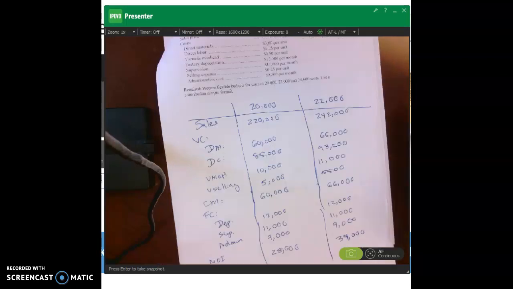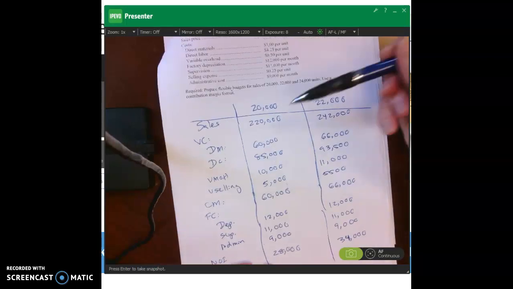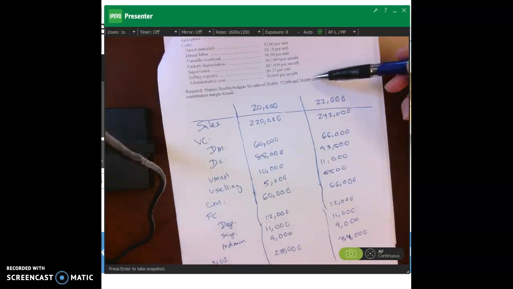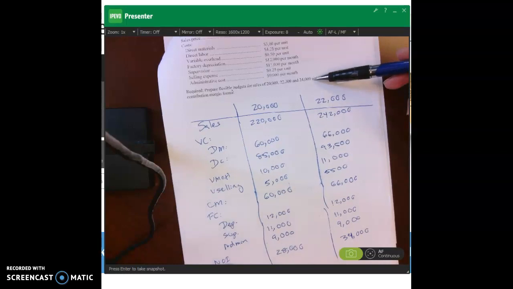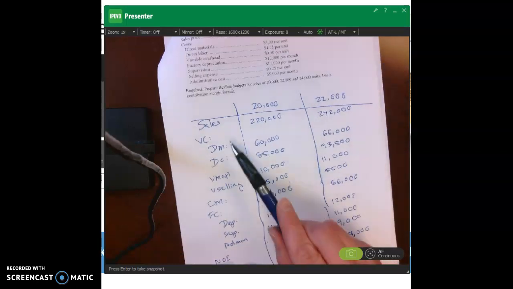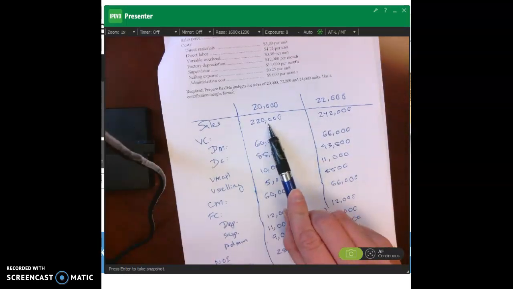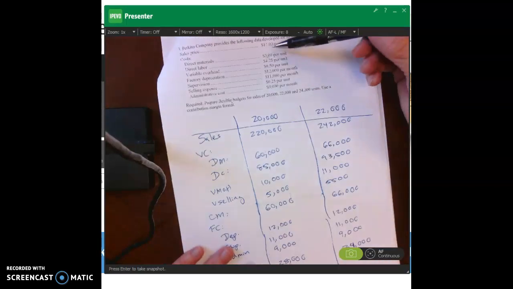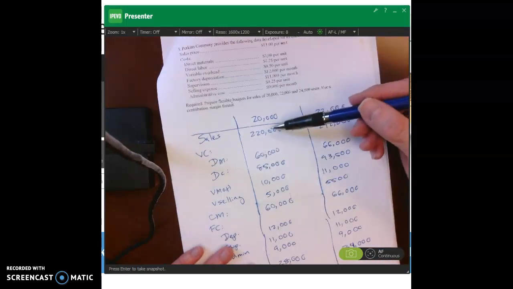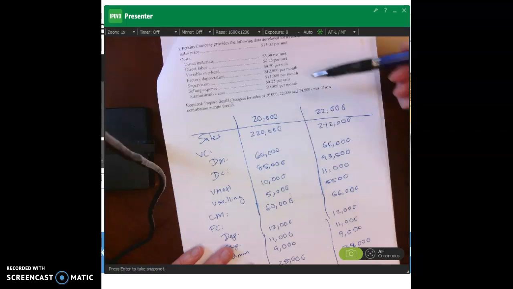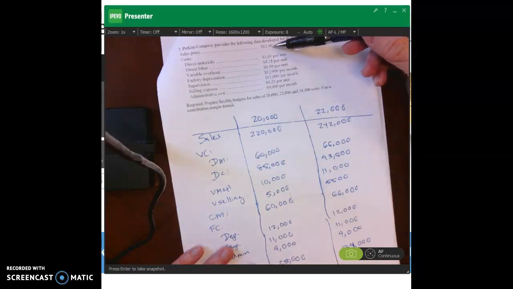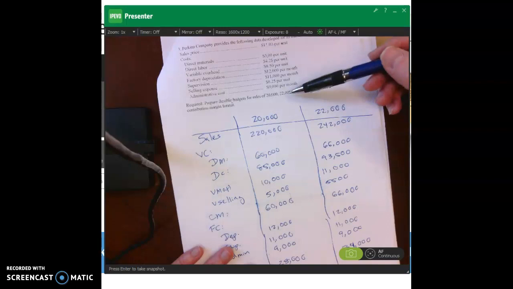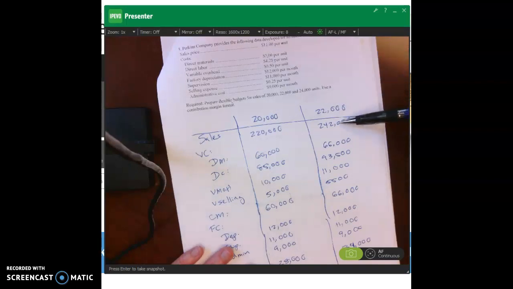Okay? Hello and welcome back. This is what I asked you to do, to do 20,000 and 22,000. I crossed out the 24 because if you can do it at 20,000 and 22,000, you can do it at 24,000. So we have our sales of $220,000. How do we get that? We take our sales price of $11 times the 20,000, which gives me $220,000. Right over here, I take my sales price of $11 times the 22,000, and that gives me $242,000.